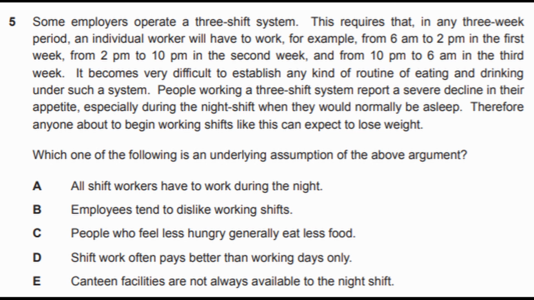And then lastly, on to E. This is wrong because the writer talks about shift patterns of working causing a decline in appetite. If we reverse this underlying assumption, so again we put in the explicitly negative version of it, assuming that, so we add this premise that canteen facilities are always available to the night shift, the argument still works because the paragraph has told us that they have a decreased appetite, so they wouldn't be eating as much from the canteen anyway, even if it is open.